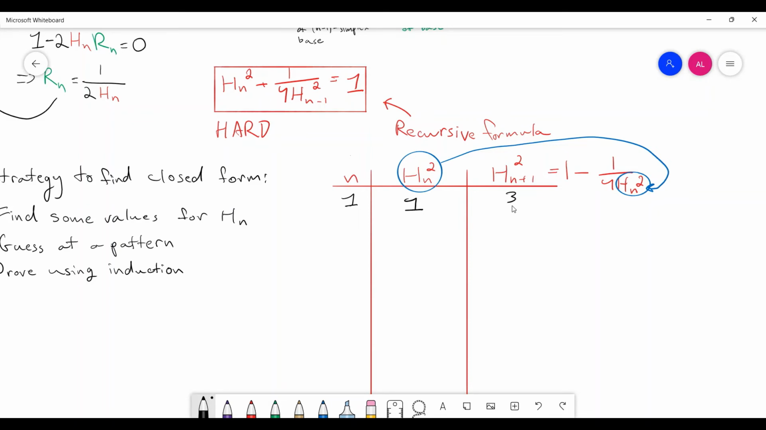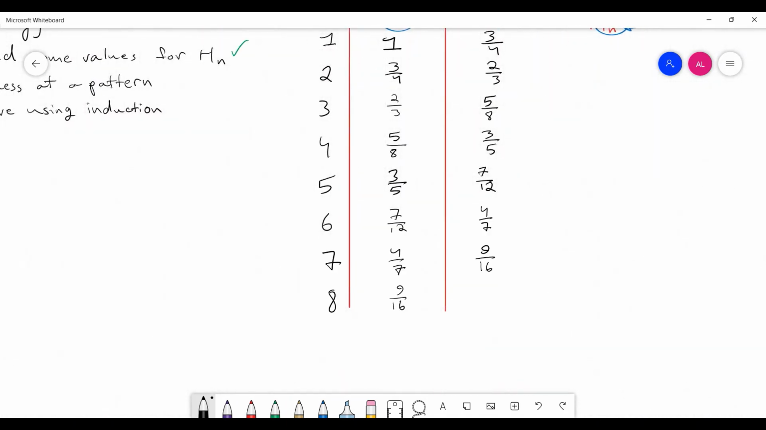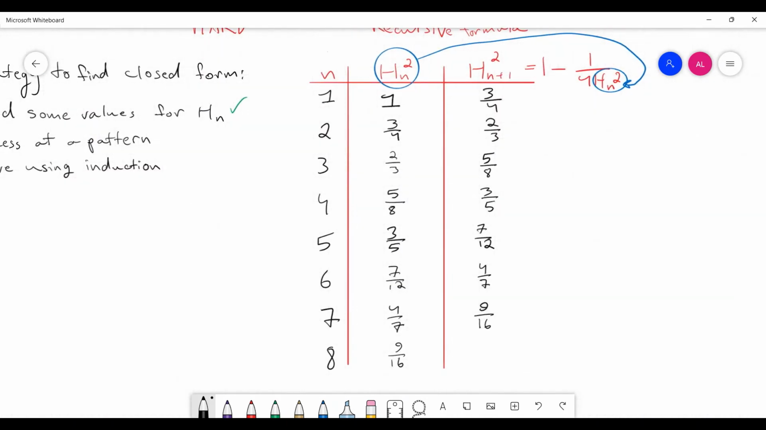So now we plug it into this expression for h(n+1) squared. So this thing right here would be h2, the height of the two-dimensional simplex. And 1 minus 1/4 is just 3/4. So after running this a couple of times, we get this nice list. So now we know the height for the first 8 simplexes. And still, these fractions seem to be jumping around. Like, they're all very familiar, but they're kind of jumping around.